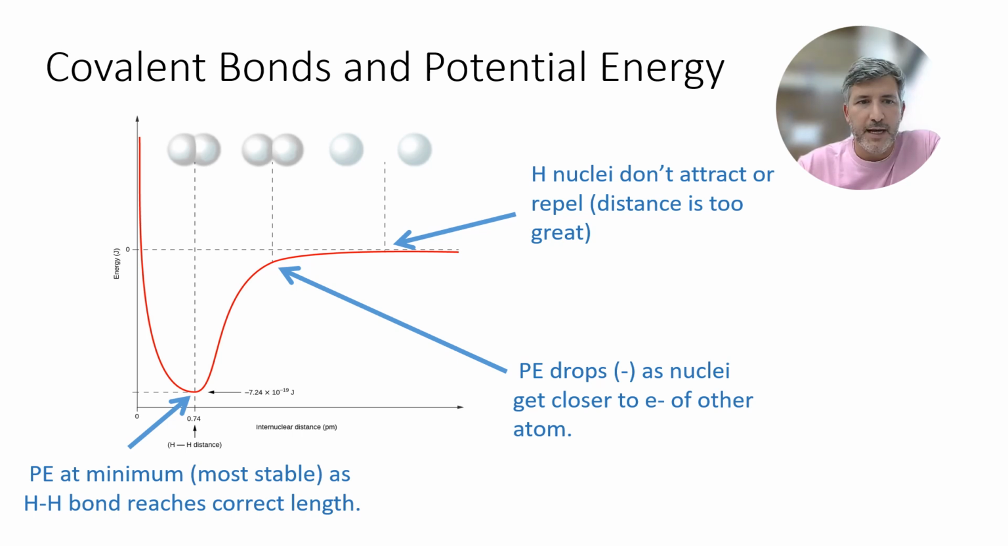And so at this distance, each hydrogen nucleus is happy because it's as close as it can possibly be to the electron of the other atom, which it is attracted to, while not being too close to the proton of the other hydrogen atom. And so you can see what would happen if you pushed them too close together. The potential energy would skyrocket because now you're putting two positive nuclei too close together.